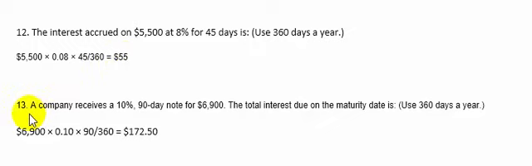Number 13. A company receives a 10% 90-day note for $6,900. The total interest due on maturity date using 360 days, which is a business year, would be 6,900 times 0.10 times 90 over 360, which is $172.50 interest.